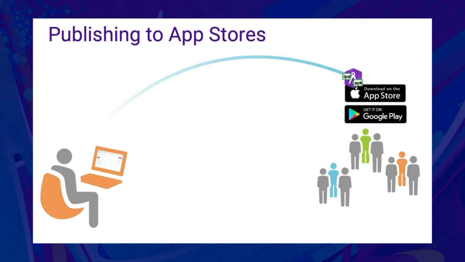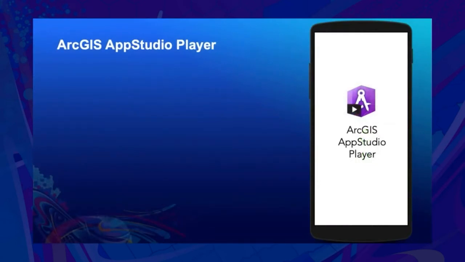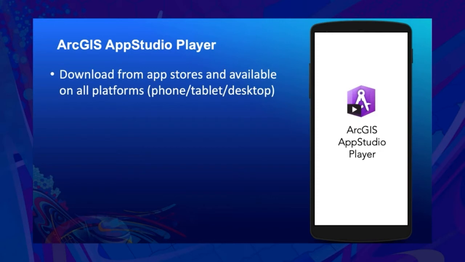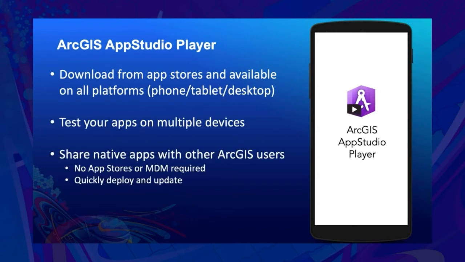But what if I don't need to go to an app store? What if I want to just distribute this to people in my organization? Well, AppStudio has a way to do this. The ArcGIS AppStudio Player is a powerful tool for distributing apps as well as testing apps. You can download AppStudio Player from different app stores, and it's available for all platforms. It's great for testing your apps on multiple devices, but also sharing your native apps with other ArcGIS users. You can build an app, share it to your organization, and then deploy it quickly inside of AppStudio Player.